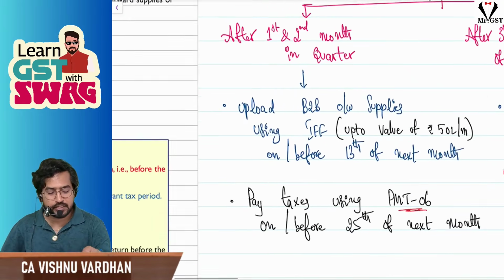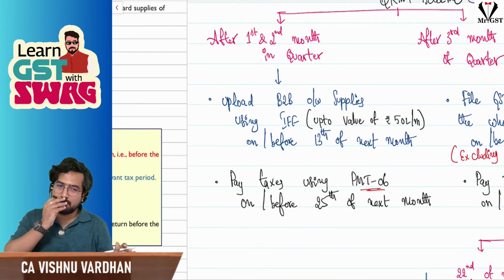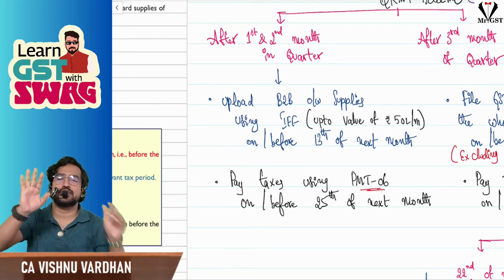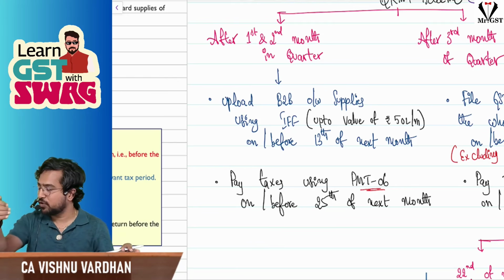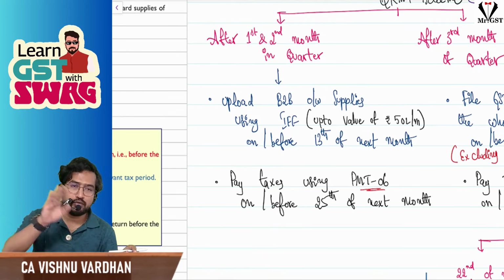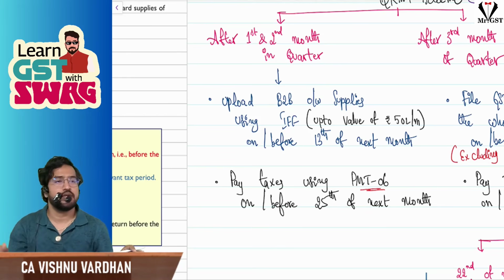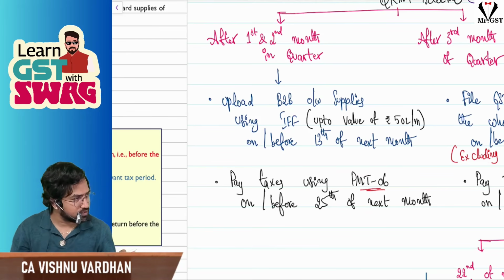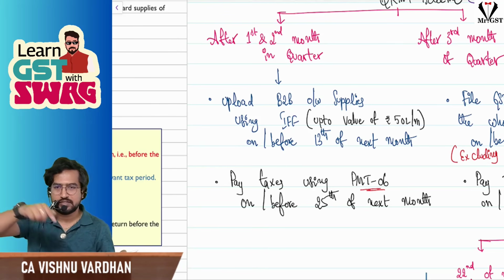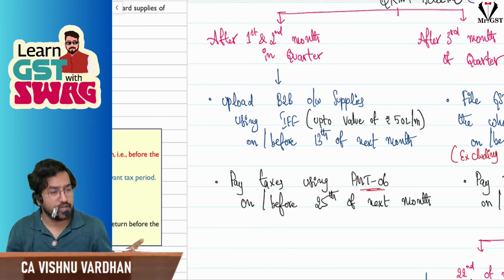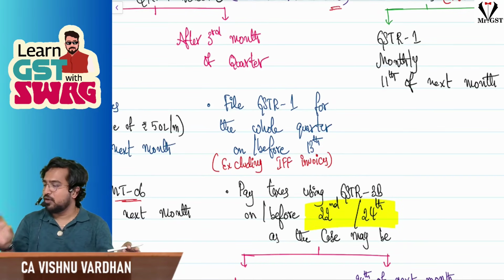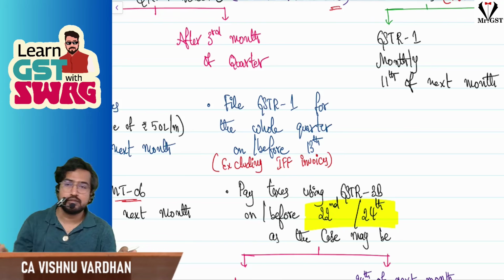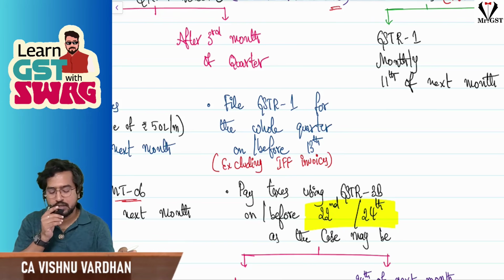First month and second month. What will you do? The moment the first month and second month is over, you will file IFF on or before 13th of the next month. And later you will pay taxes using PMT 06, either FSM method or self-assessment method. We have discussed how to calculate them, on or before 25th of the next month. After the third month is over, file GSTR 1 for the whole quarter on or before 13th of that next month, excluding IFF invoices.